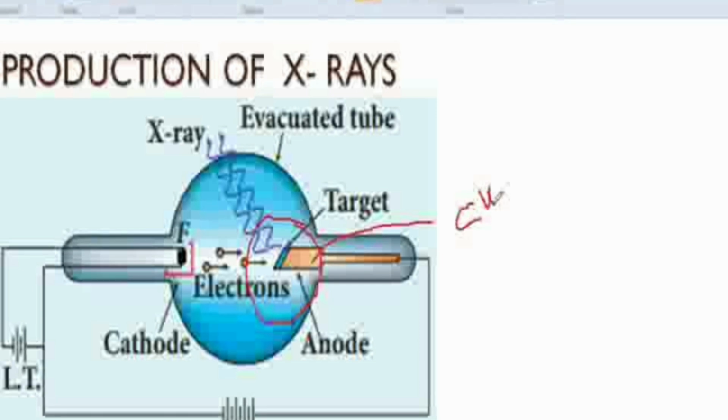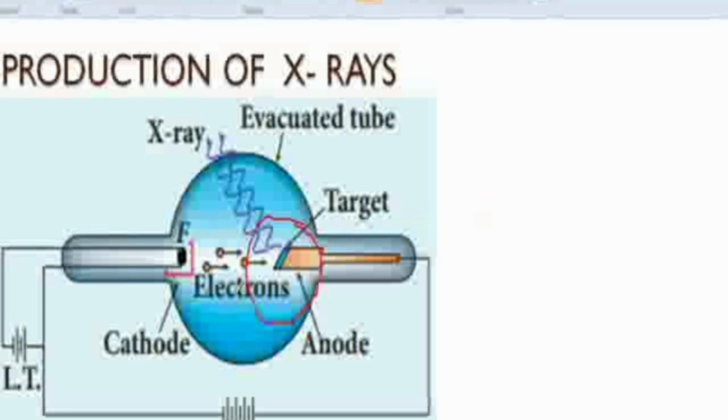Copper, you know that, is a highly conductive material. And then the small blue color, you know, is a high atomic mass material. It may be tungsten or molybdenum. These are the two materials which have a high atomic mass. So this is the construction of the Coolidge tube.